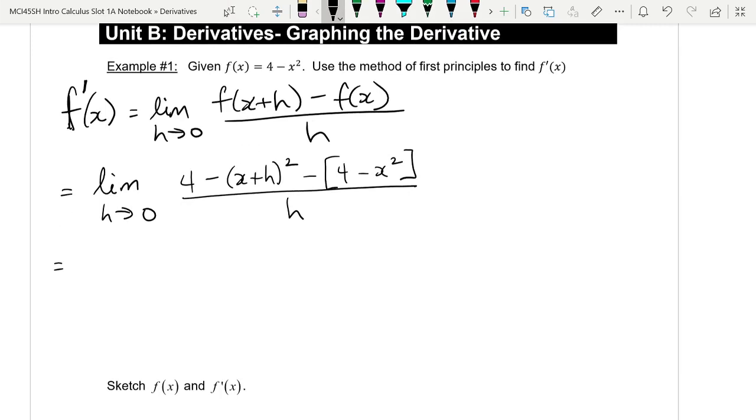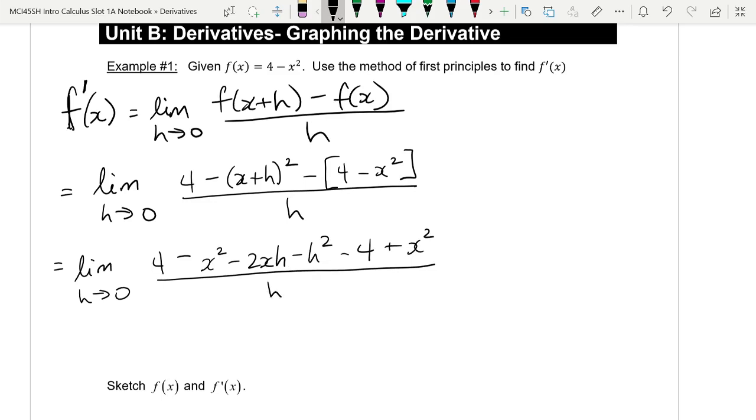All right, so let's see. This is going to be the limit as h approaches 0 of 4 minus, and then, okay, so I'm minusing all of x plus h squared. So x plus h all squared is x squared plus 2xh, but I'm minusing that. And plus h squared, but I'm minusing that. Then I'm minusing 4 and adding x squared because I distribute that negative through the bracket. And nice things happen here. 4 and negative 4 cancel. Negative x squared and plus x squared cancel.